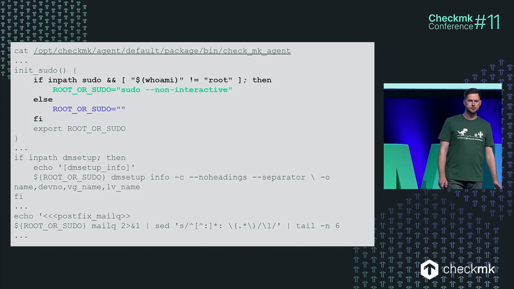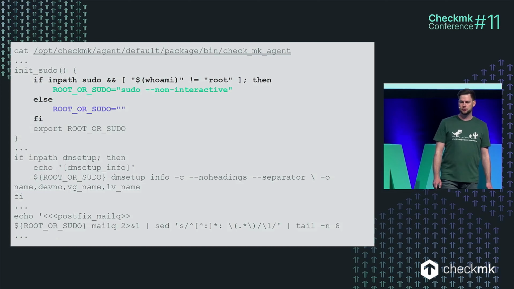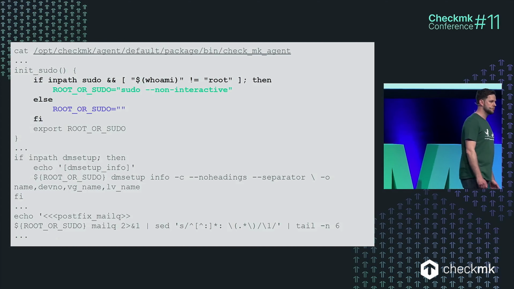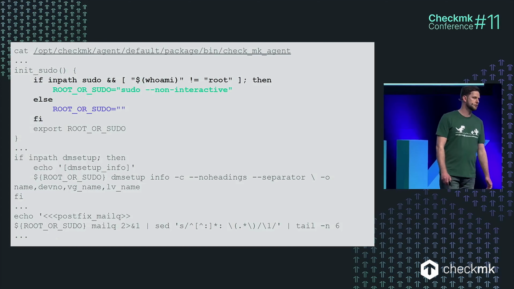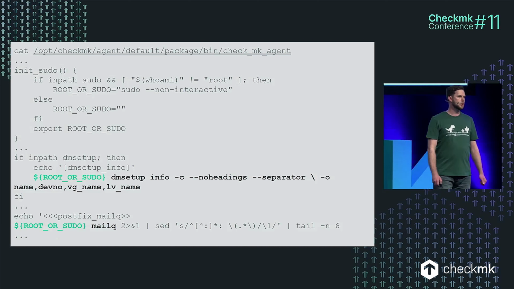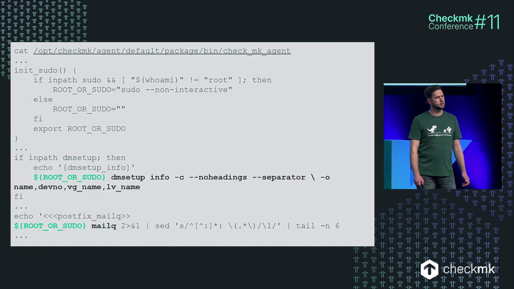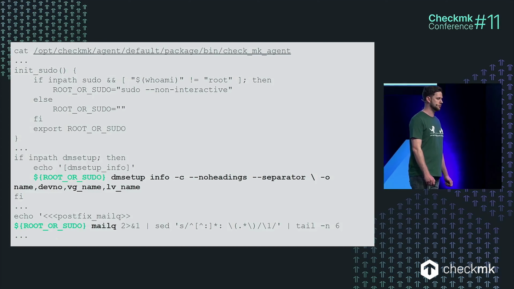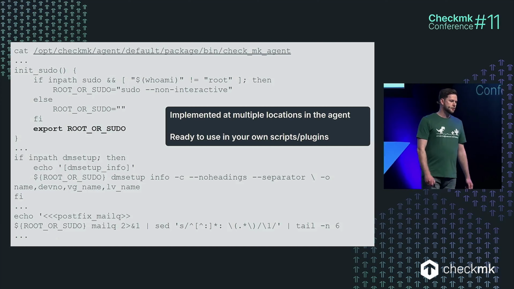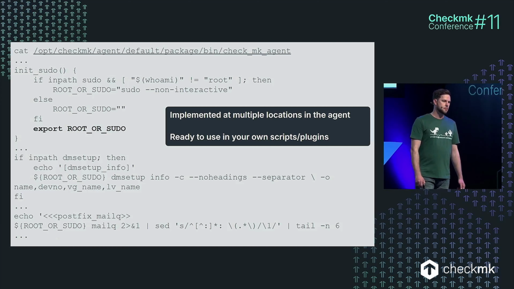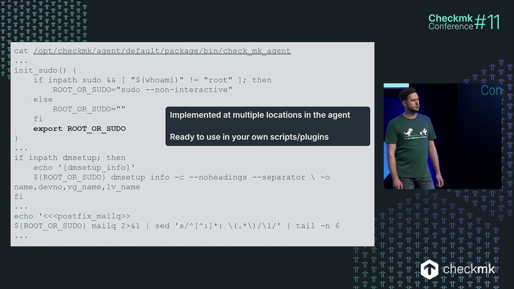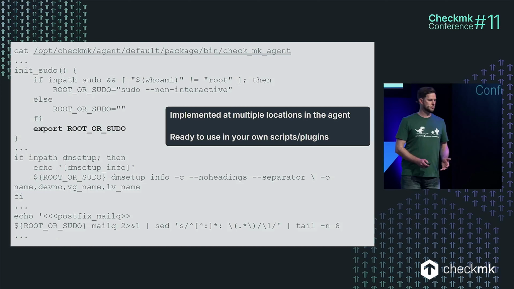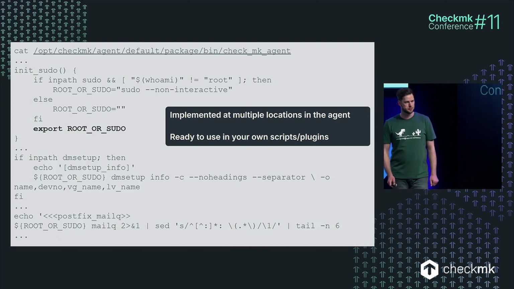When running the agent script, a simple environment variable root or sudo is initialized that's set based on the agent user. For root, this is empty, but for a non-root user, this will contain a sudo command. Then, when encountering certain commands that require a privileged user, the variable is just added to optionally run it with sudo. As you can see, it's also exported to subprocesses, so you can also use this in your own shell-based agent plugins.